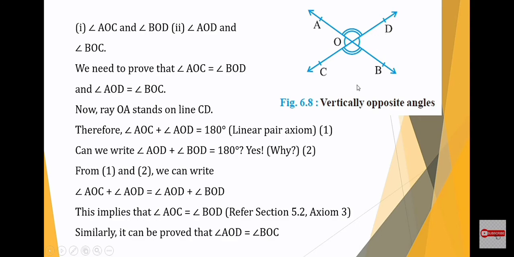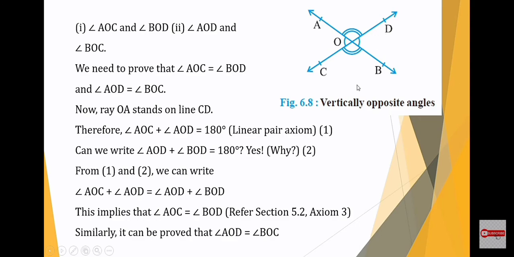Now ray OA stands on line CD. Therefore, angle AOC plus angle AOD will be equal to 180 degrees, by the linear pair axiom. We give that equation as number 1. Similarly, we can write angle AOD plus angle BOD is equal to 180 degrees, by the linear pair axiom. That is given as equation number 2.